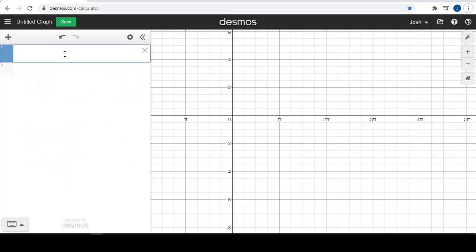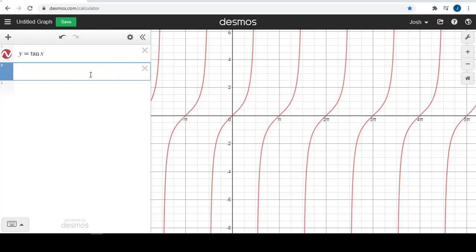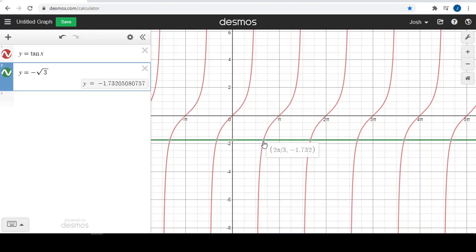So back in Desmos, and this time we're going to graph the tan function, and we were looking for when tan was the negative square root of 3. Actually, what I can do here is just write y equals negative square root of 3, and then I actually see that value here. It's kind of like looking at where they intersect. When is tan x equal to negative square root of 3?